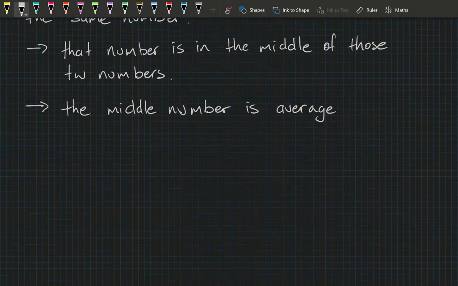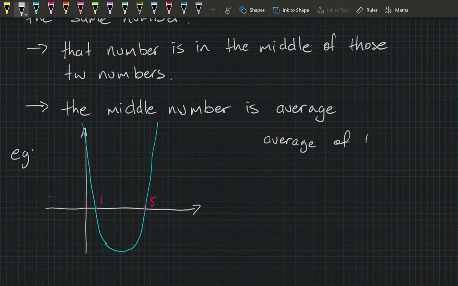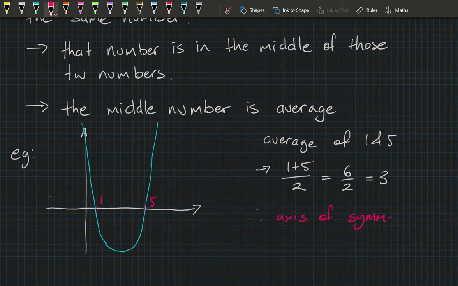So for example, here's a parabola with intercepts 1 and 5. So the average of 1 and 5 is (1 plus 5) divided by 2, which equals 6 on 2, which is 3. So that means that the axis of symmetry is x equals 3.